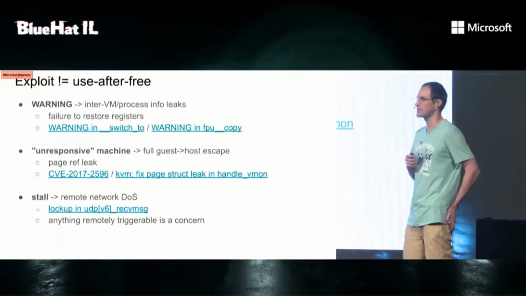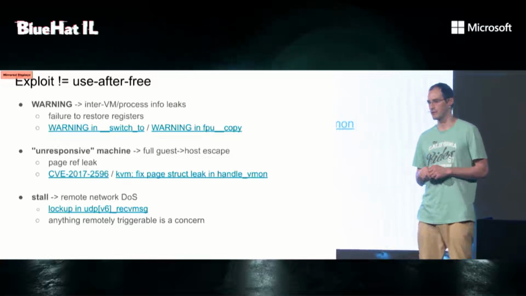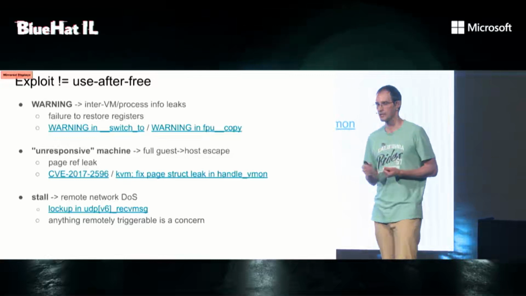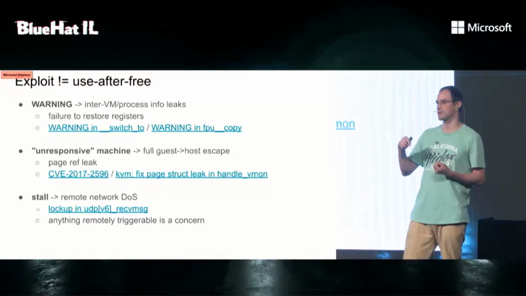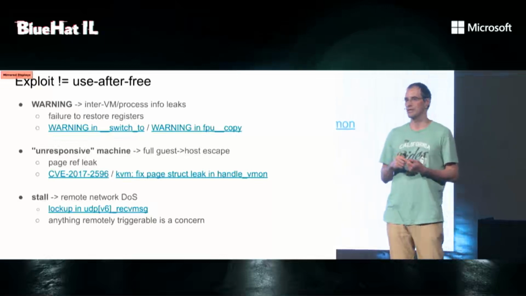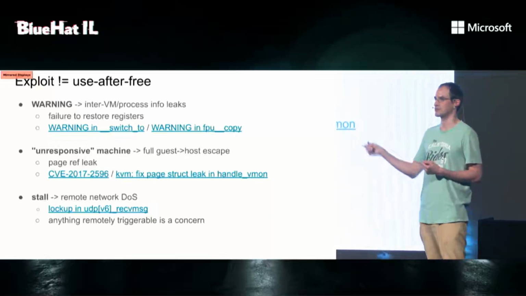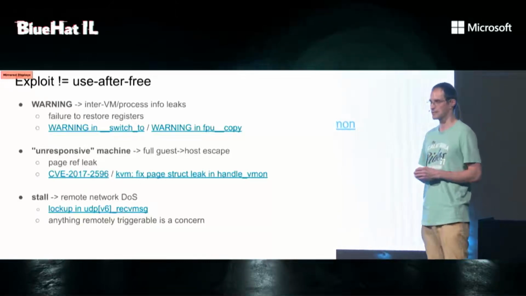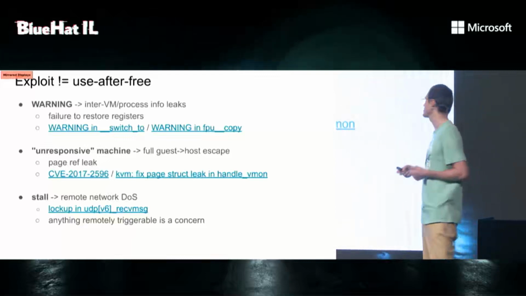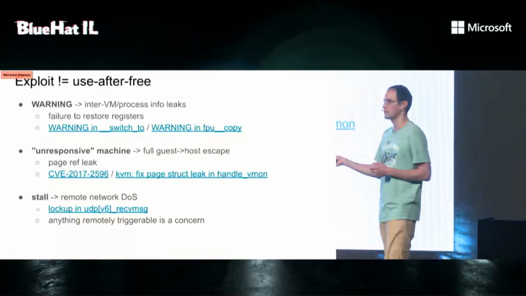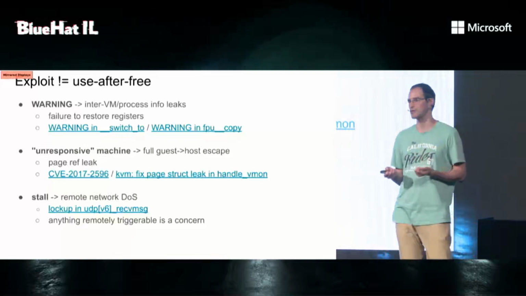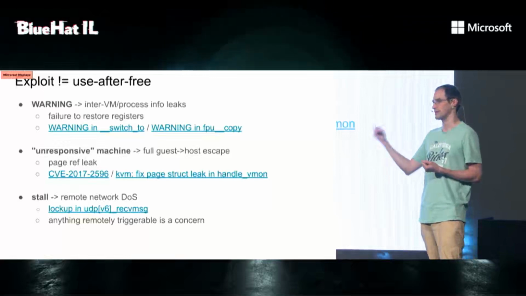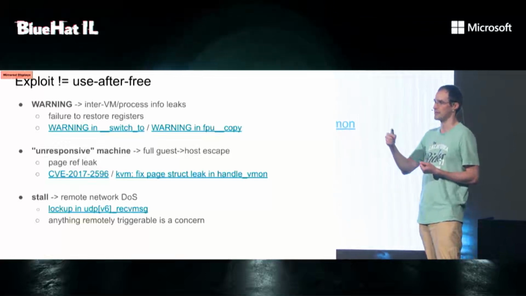For example, a WARNING, which is kind of an assert in the kernel world, can be a very interesting bug. We've seen a case where we get a warning, but this is actually a warning to restore registers on the context switch to a guest virtual machine, which means that we leak all of the host registers to the guest, which is a pretty substantial information leak. We've seen some remote exploits, and we also saw a case when the machine was unresponsive, but it turned out to be a full guest-to-host escape because there was a page reference leak triggered by a guest. So by executing one instruction, a guest could trigger a page reference leak on the host.